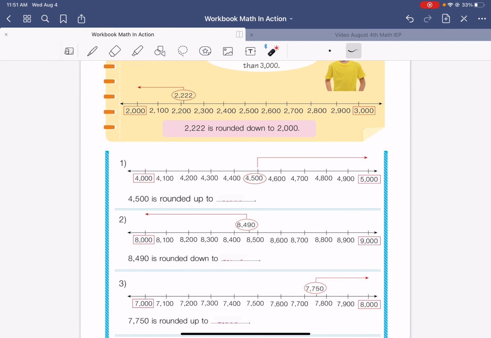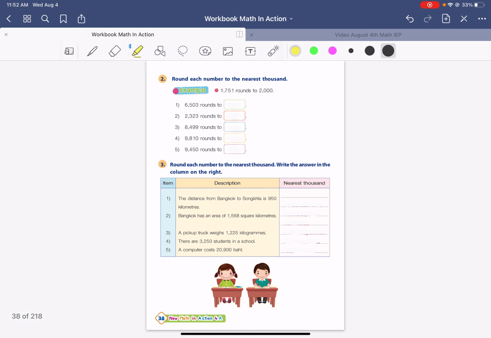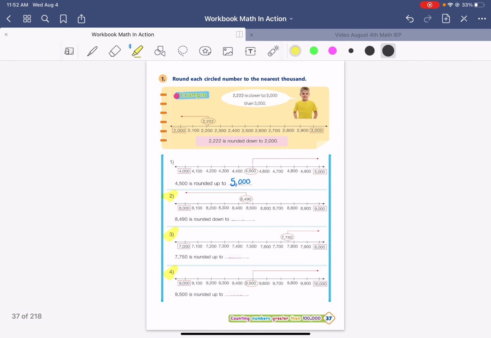Let's take a look. 4,000, 5,000. We have 4,500. So 5, 6, 7, 8, and 9, we're going up, remember? So here we already see 4,500 is rounded up to 5,000. All right, so homework, I want you guys to try this as well. 2, 3, and 4. You're going to round to the nearest thousand for 2, 3, and 4.